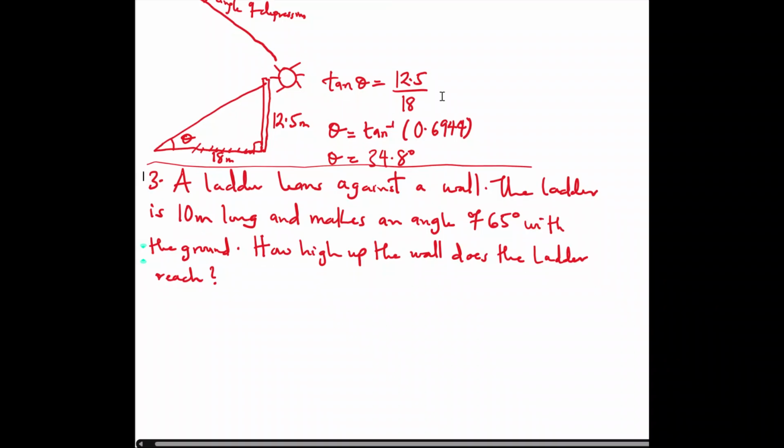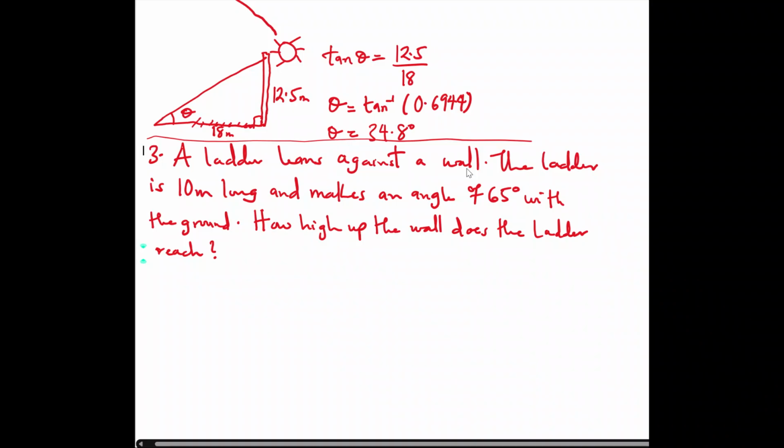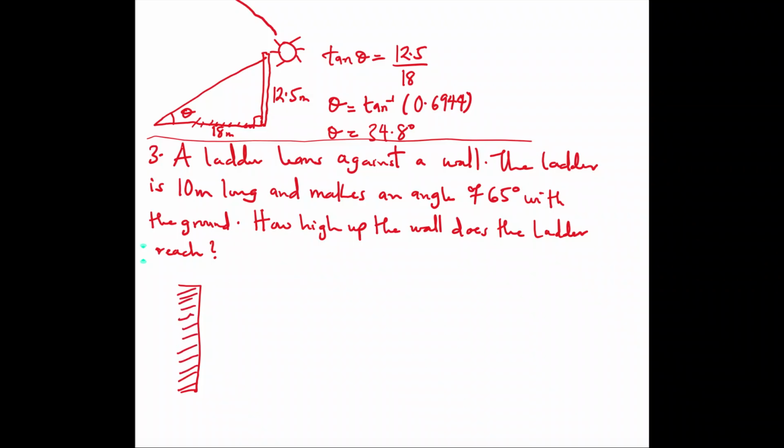So now the next question says a ladder leans against a wall and the ladder is 10 meters long and it makes an angle of 65 degrees with the ground. So now let's say that this is the wall right here. Okay, this is the wall and the ladder is leaning on the wall like this. This is the ladder leaning on the wall, and this is the angle that the ladder will form to the ground.